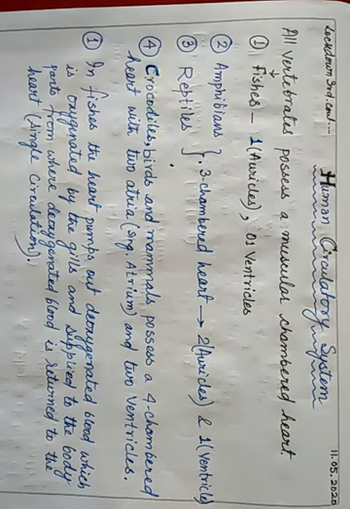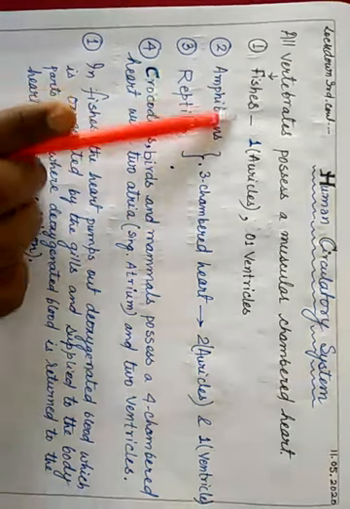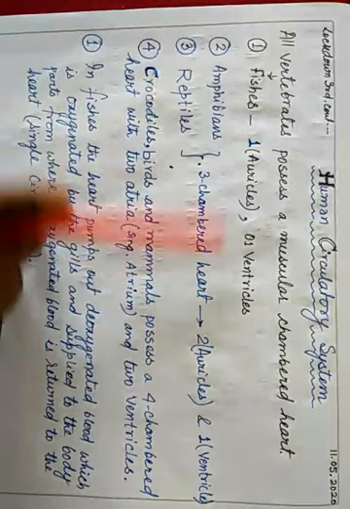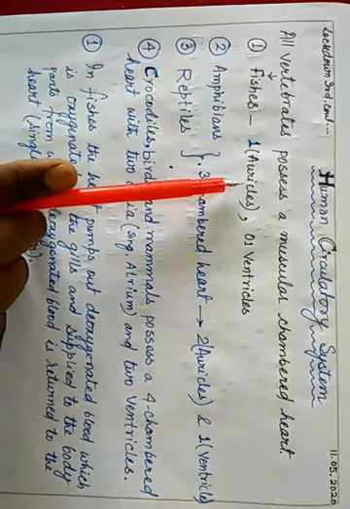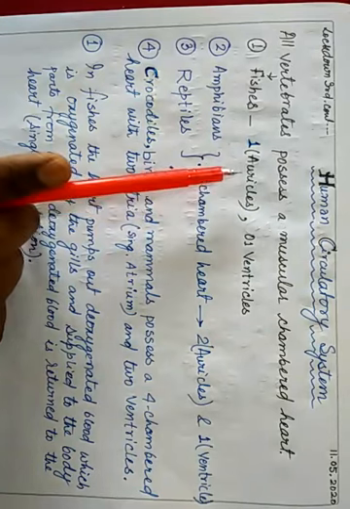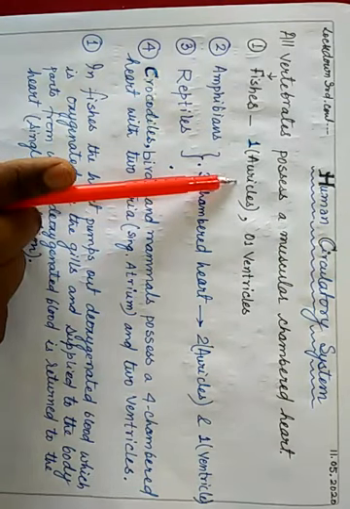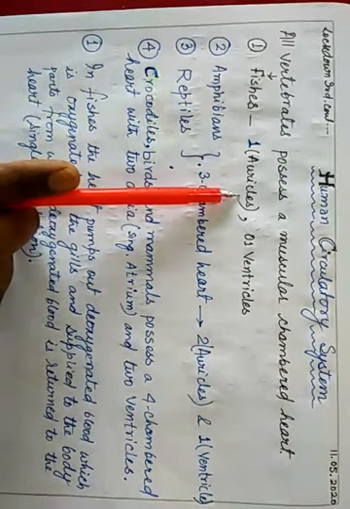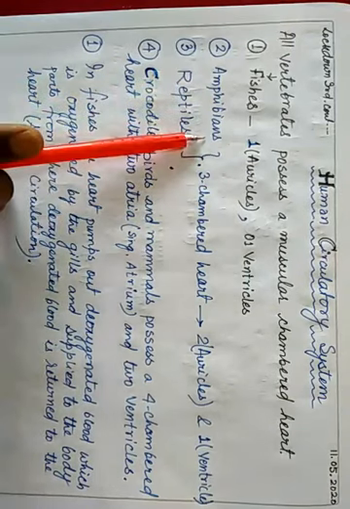So let's start. We will start from fish. You can see here, fish has one auricle, one ventricle. As I told you earlier also, this auricle is also called atrium, and the plural form of atrium will be atria. That atria will come later on. That's why I have told you.